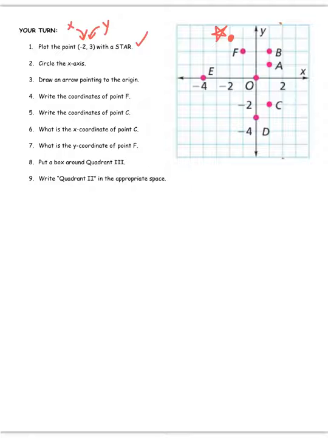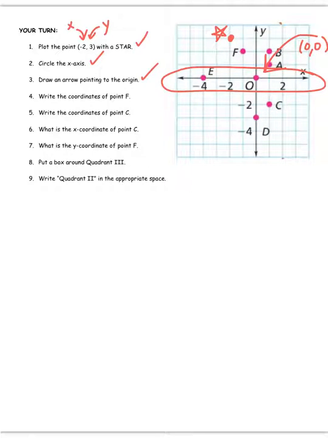Next it says circle the x-axis. X-axis runs left and right. So I'm going to put a circle around the entire x-axis. Next it says draw an arrow pointing to the origin. So let's locate the origin. The origin is right where the axes meet, so right here. I'm just going to draw a big arrow pointing at the origin. I'm also going to label the origin as 0, 0. Check that off.